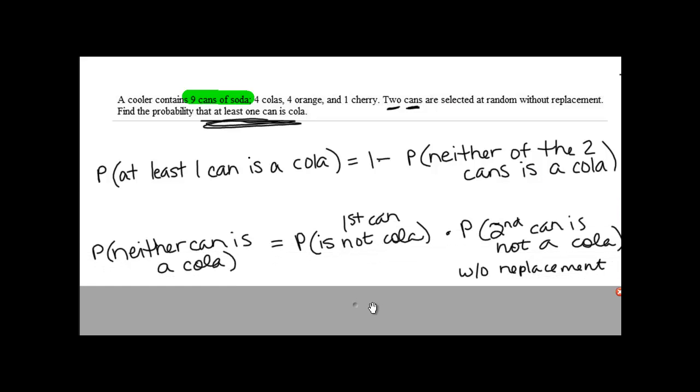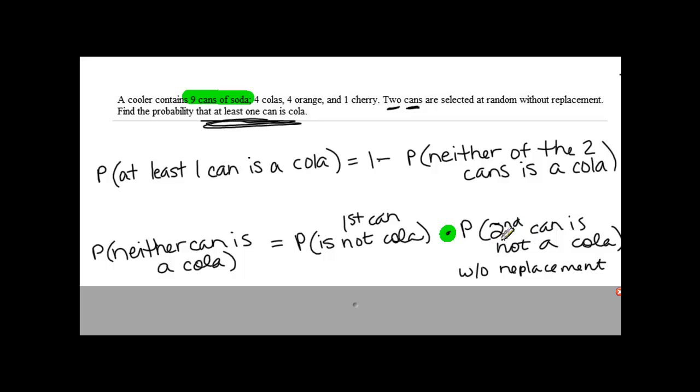Okay, so the probability that neither can is a cola, we're going to focus on that first, and then we'll subtract it from 1. But the way I would find that would be the probability that the first can that we select is not a cola, and we'll multiply that. This is an AND problem at this point. The probability of this first event, and it's a compound event with the first can being drawn and the second one being, well, I'll say drawn, selected.